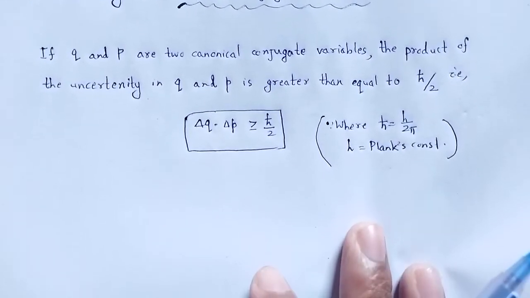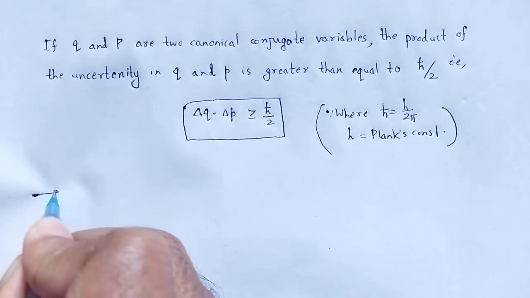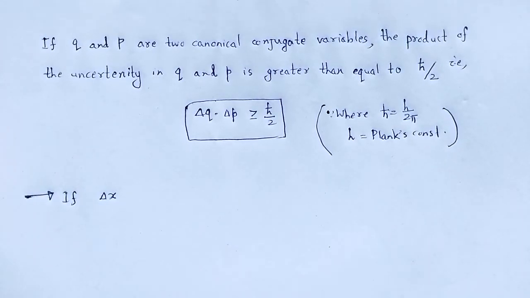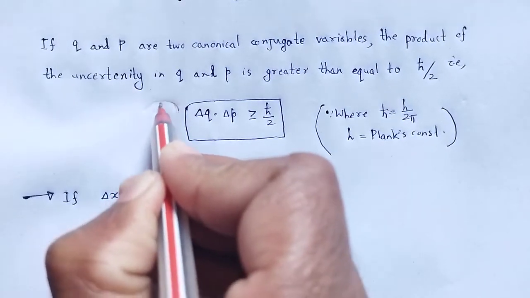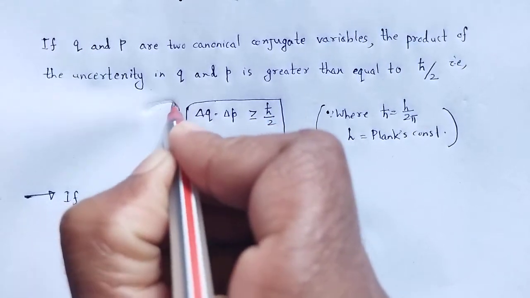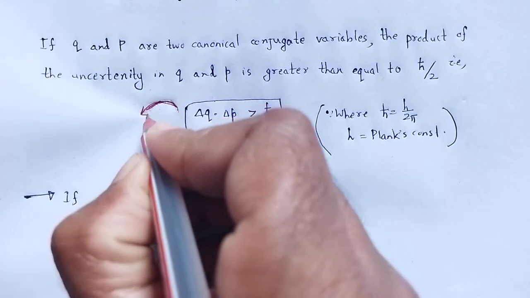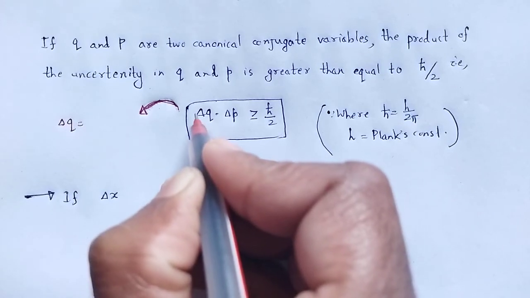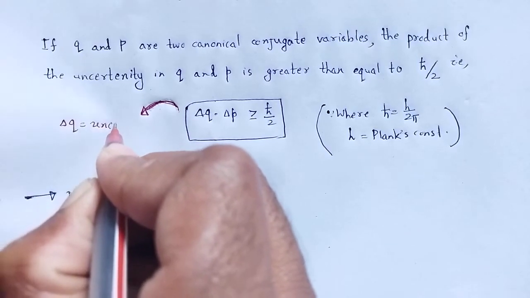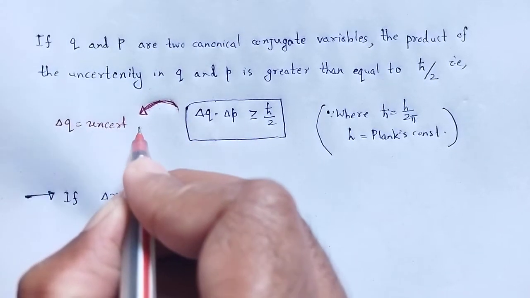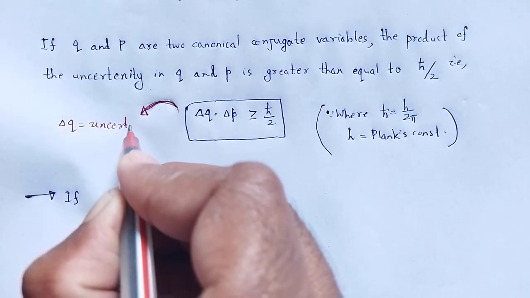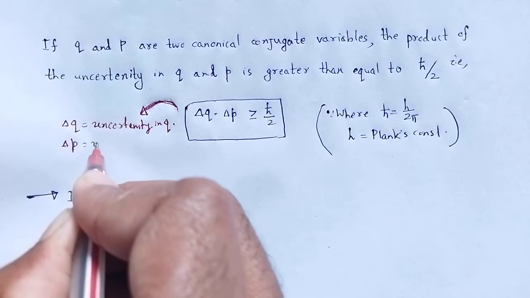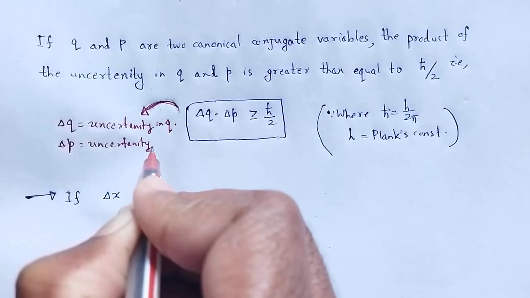Now, first, here in that case del q is the uncertainty in Q, and del p is the uncertainty in P.